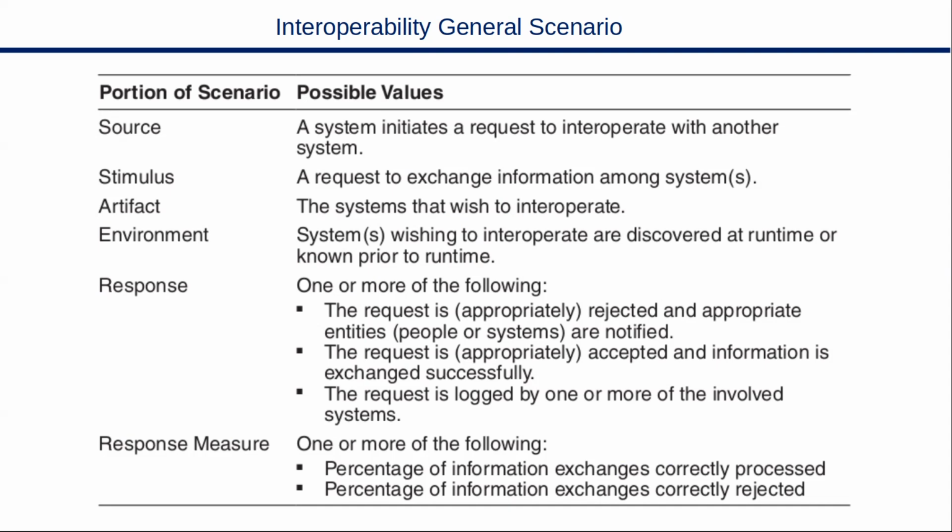Next, we have to measure our response to understand whether we satisfy this quality attribute, these architecture characteristics. What kind of measure can there be for interoperability? For example, percentage of information exchanged correctly processed, or percentage of information exchanged correctly rejected. When you have the measure, you can measure your responses and will be able to answer the question for the stakeholders of the system: does your system satisfy the requirements of interoperability or not for particular cases?